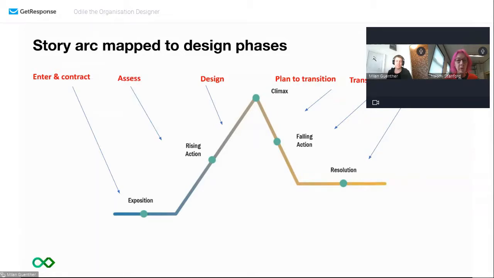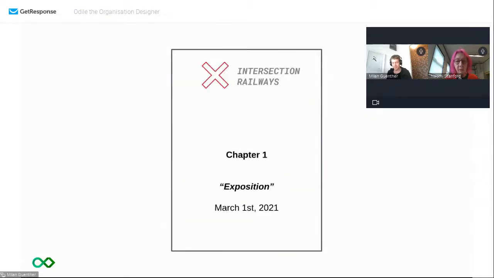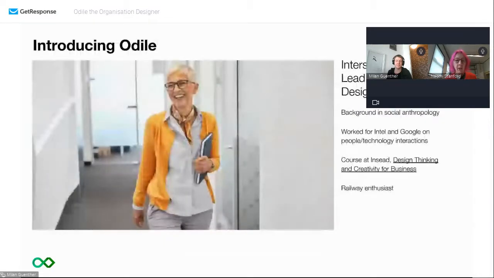So if we move on, the exposition is a little bit about the background to the whole thing. It began March last year. And introducing Odile. Odile has a background in social anthropology. One of the interesting things about organization design is, how do you get into it? I'm often asked, how did I get into organization design?